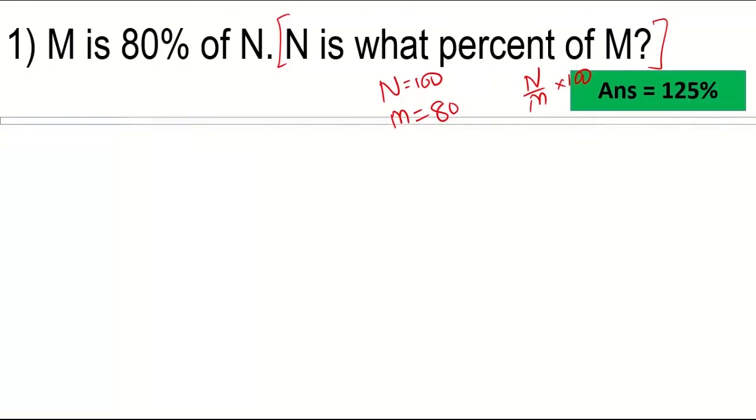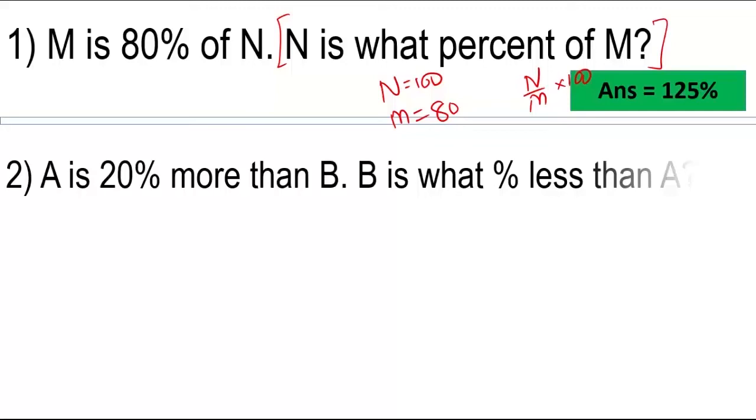Let's take one more example. A is 20% more than B. B is what percent less than A? A is 20% more than B. So comparison का base B है. Let's assume B as 100. So A comes out to be 120.